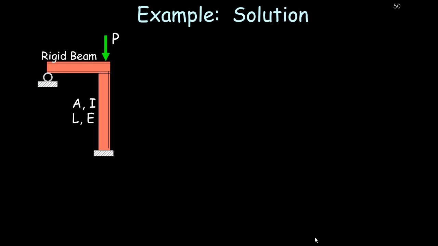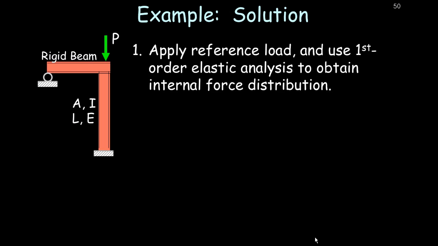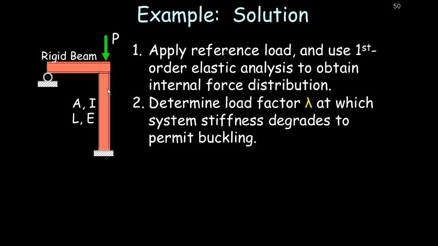So how does the solution work? Well, what these programs do is they apply a reference load. So in our case, we would apply the axial force P here. And they do a first-order elastic analysis to find out what the forces and moments are throughout the structure. And then it starts to look for a load factor that we could scale this force distribution against, and we would degrade the system stiffness to the point in which it would buckle.